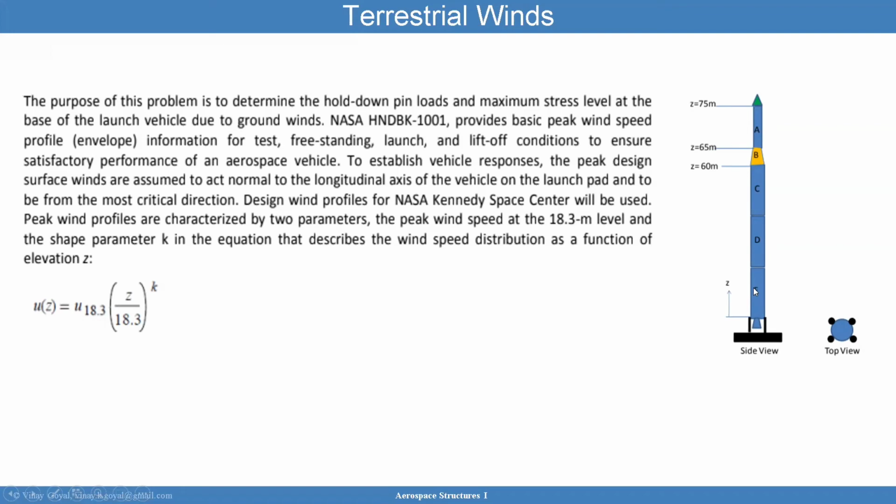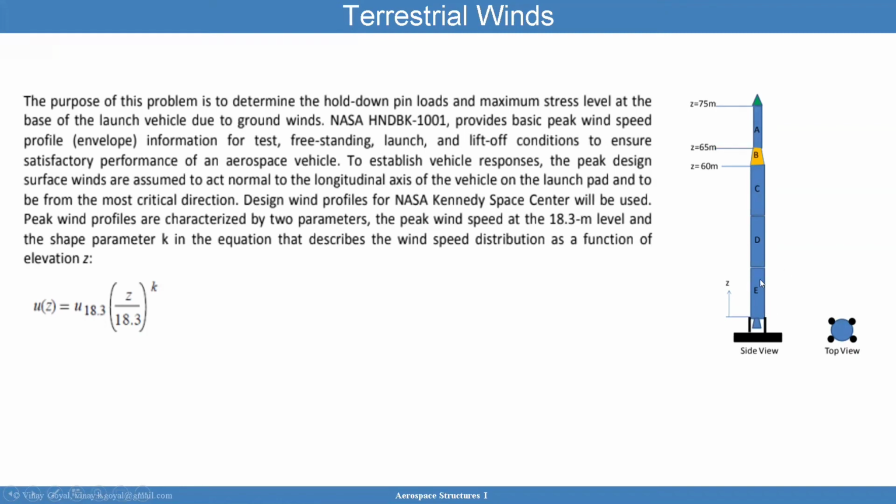And the purpose of this problem is to look at what are the loads, the base bending moment, because that can cause a failure here at the bottom. As you can see, if the wind is pushing against this, basically a flag if you think about it, but it's a rocket, then it's going to cause a huge bending moment in the base. So the idea is to determine the hold down pins, the base bending moment at the base of the vehicle due to the ground winds, which can be significant.